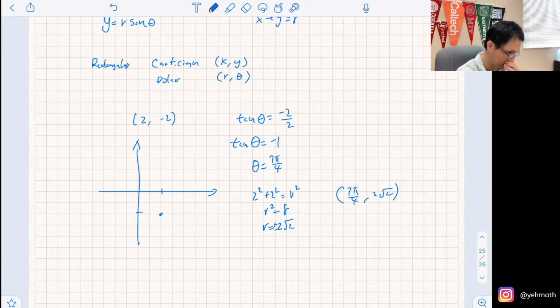Shouldn't it be the other way around? Yeah. Oh, sorry, I wrote it down. Good question. So it'll be 2 square root 2 and 7 pi over 4.